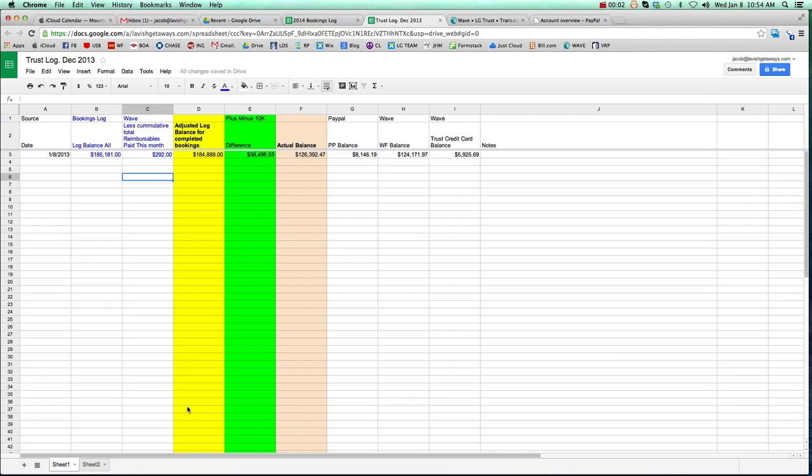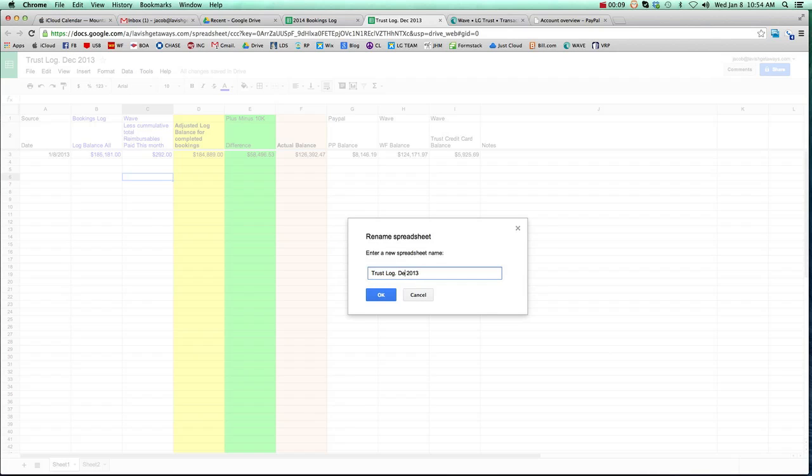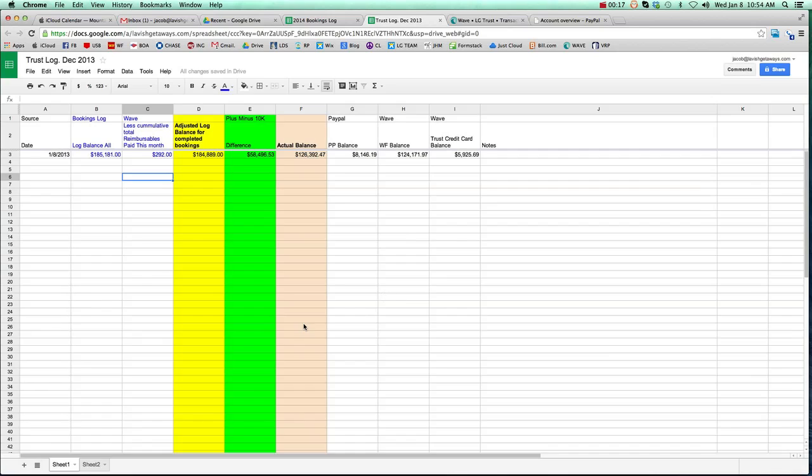Okay, this is a special project we're going to be giving. It's the trust log. In this case, it's going to be January of 2014. And what we're going to do is for the next 30 days, roughly from about January 8th to February 8th, every day at the end of your shift, you're going to log these numbers.